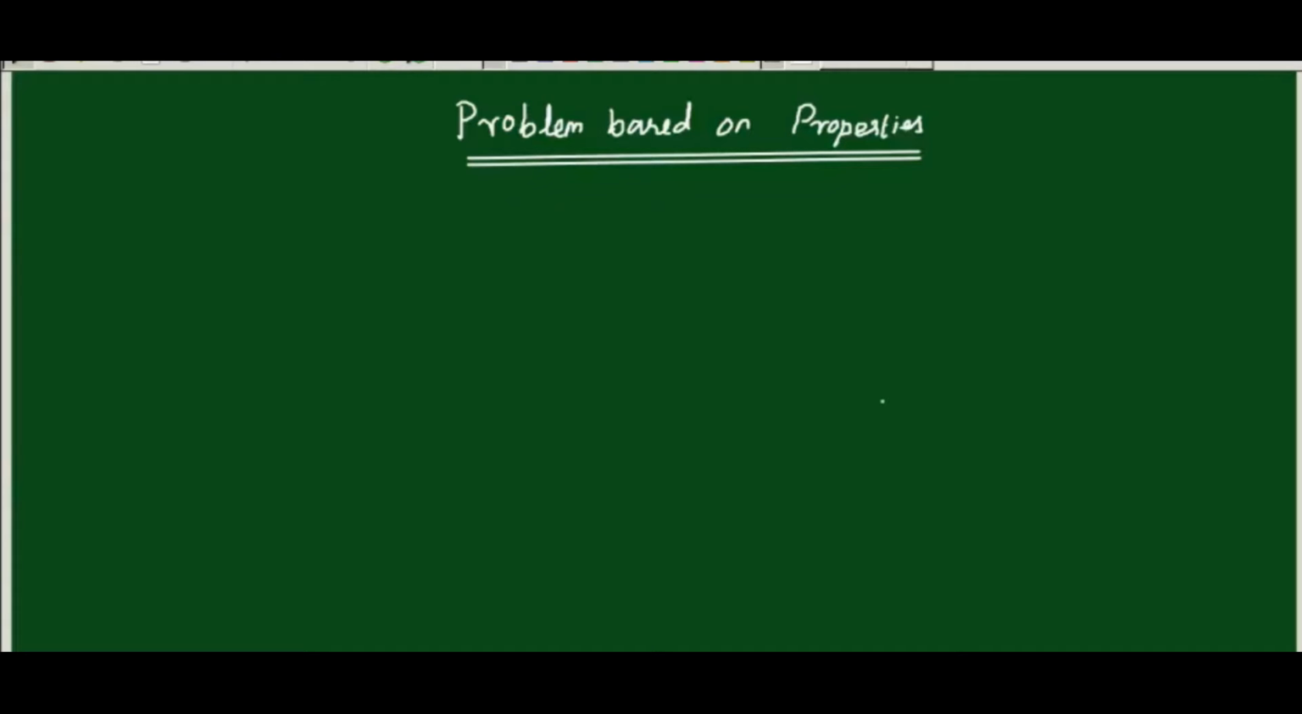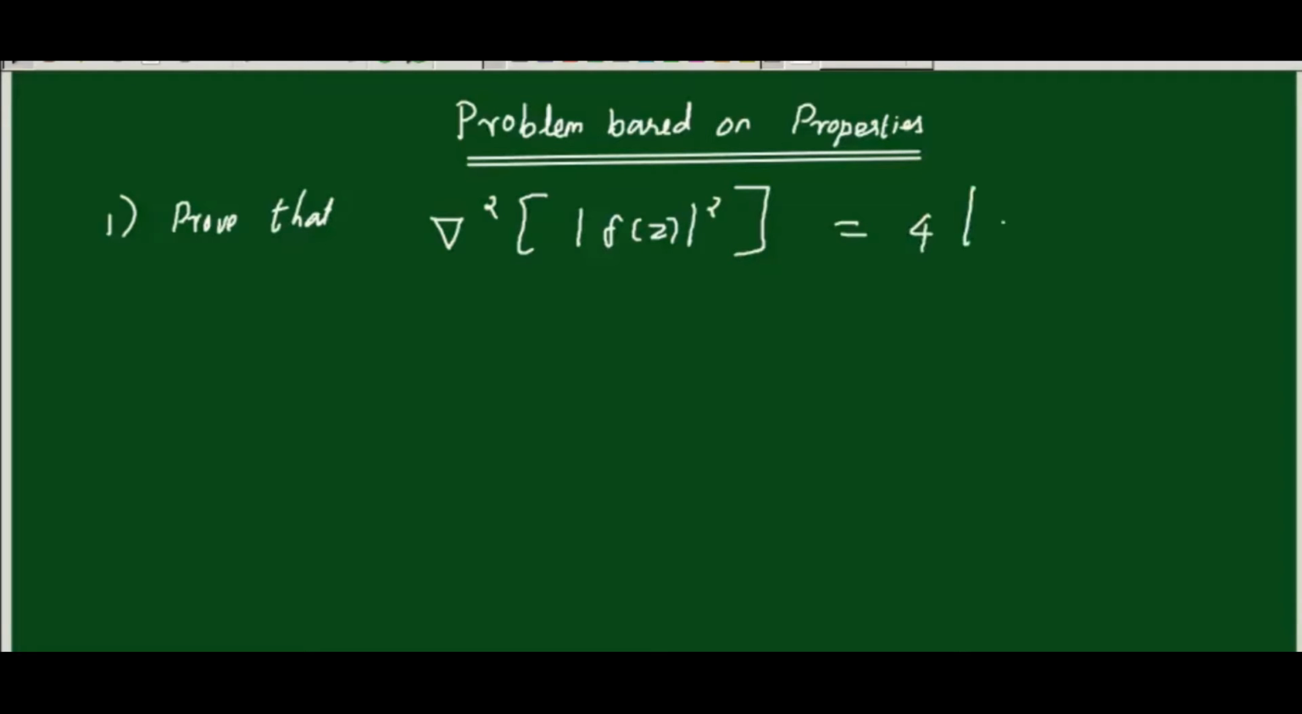Okay. So we'll start today's session. The same properties, problems based on properties. The first problem, write it. Prove that del square of modulus of f of z the whole square is equal to 4 times f dash of z the whole square.